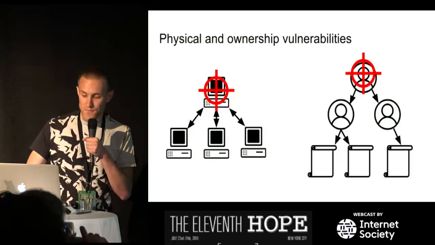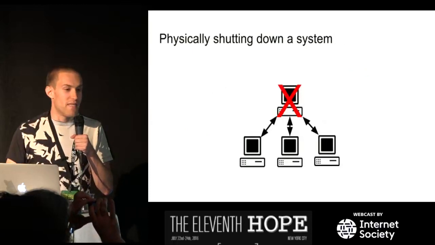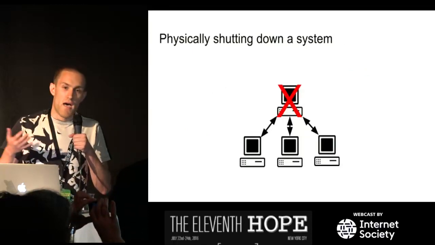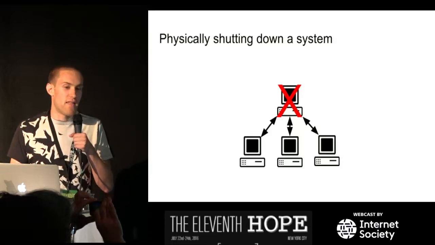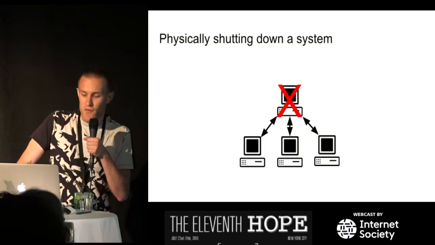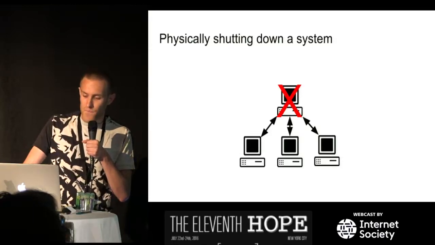If you can take out the node at the top of the hierarchy, then you can take down the whole network. So when we're talking about a physical system, probably the easiest example of this is police find the server room where the system is hosted, and they go shut it down. And this, of course, happens pretty frequently.